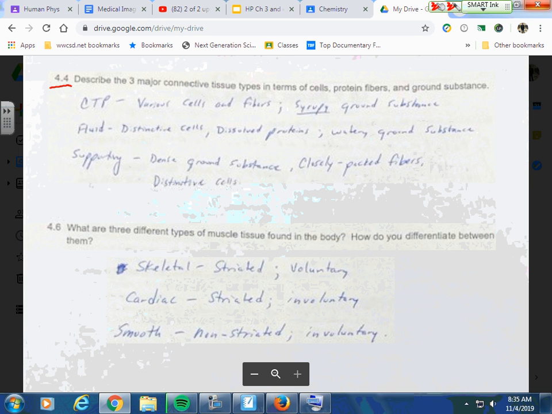And then supporting has a very dense ground substance, closely packed fibers, making it tough, making it supportive. And it does have distinctive cells. Later on, when we look at bone and cartilage, you should be able to see those and identify those under a microscope pretty easily. But it's those questions, the front side and that one on the back, that you need to have mastered for Wednesday.